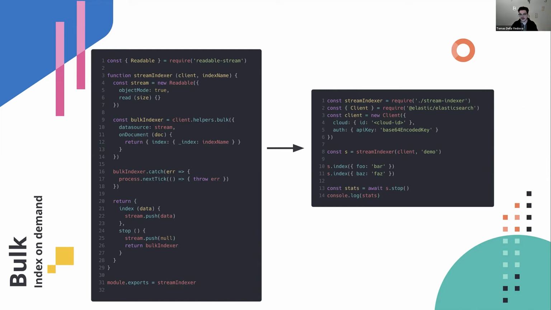prepare to catch any errors that might happen, and return an object with two methods: index, which is the method you will call for adding data, and stop, if you indexed everything you needed to index. How you use this, you can see here on the right: you create the new instance of the stream indexer, you pass the client and the index name, and then on lines 10 and 11, you can call this index method each time you have a document. And finally, as soon as it's finished, on line 13, you can call stop and wait for the bulk operation to resolve and get all the statistics.